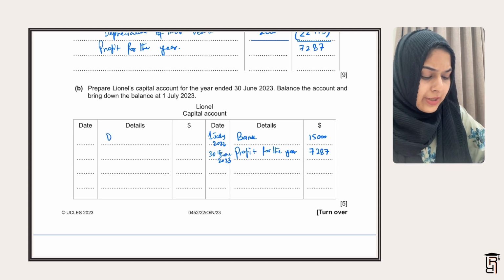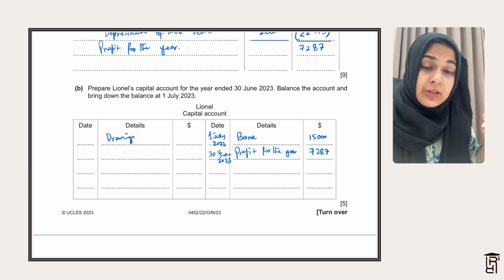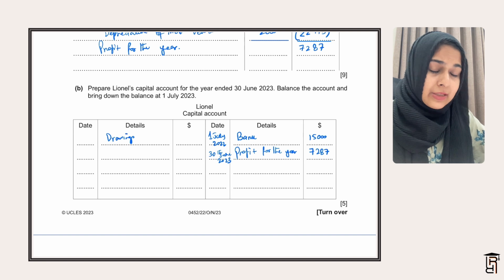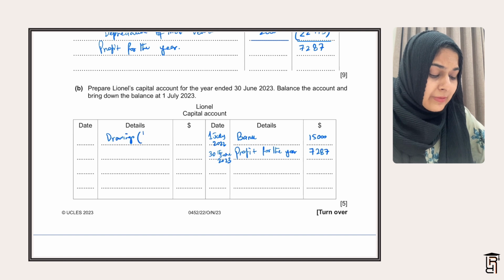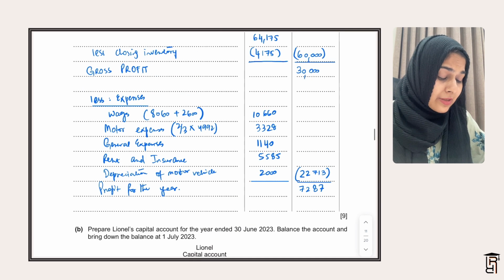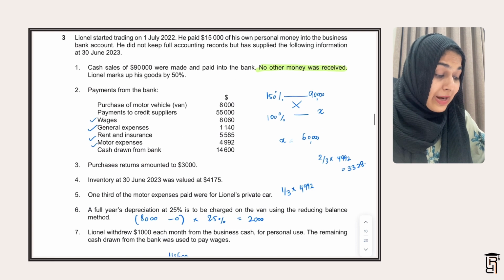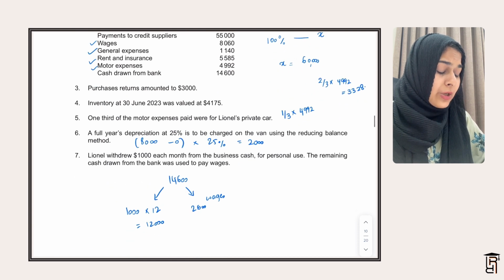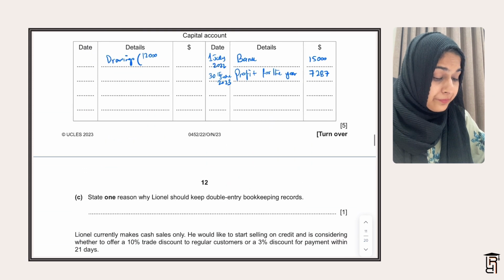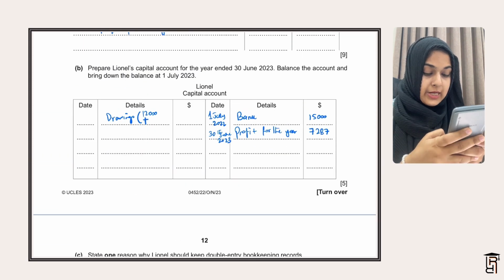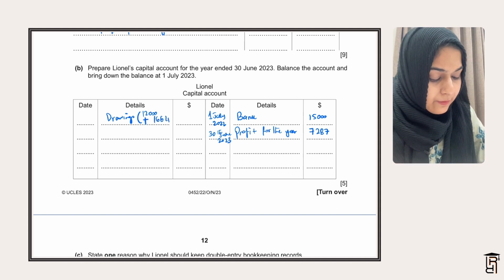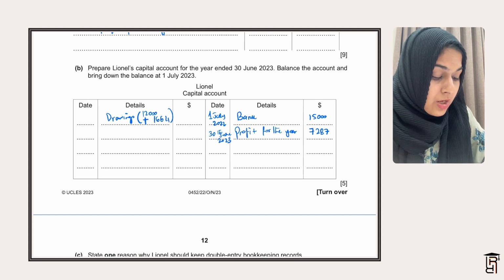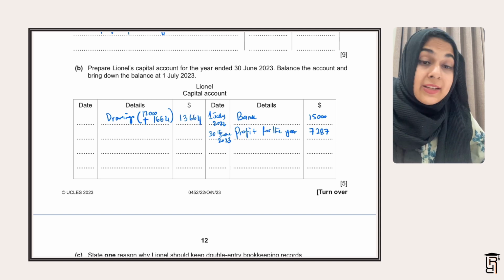Then you write here drawings. Drawings should be written on the debit side because drawings decrease capital, and anything that decreases capital is recorded on the debit side of the capital account. Drawings are of two types. One is 12,000, which is cash drawings. Another is when we paid for our private motor vehicle, which was 1/3 of 4,992, which comes out to be 1,664. So 1,664 plus 12,000 gives you 13,664. That is my total drawings.